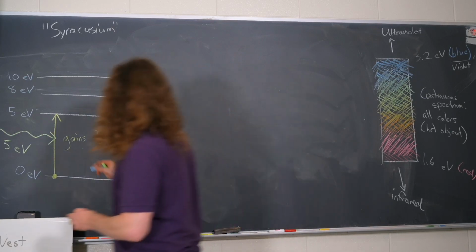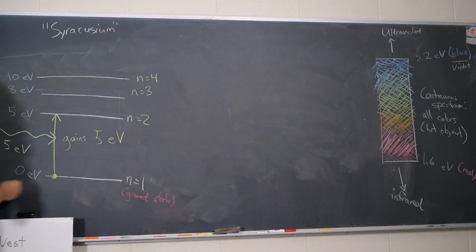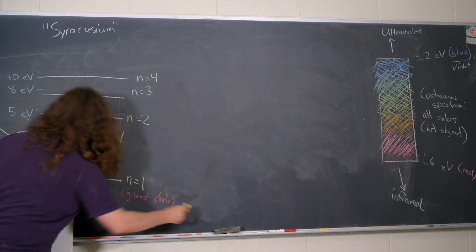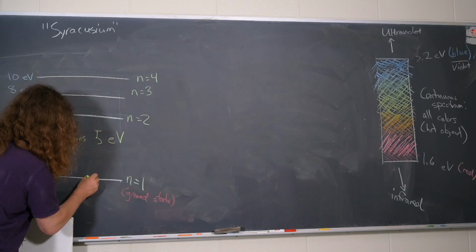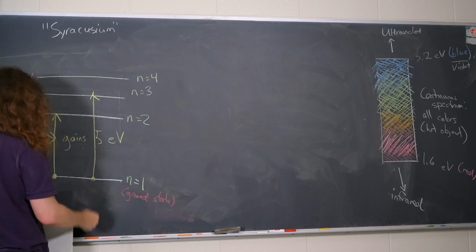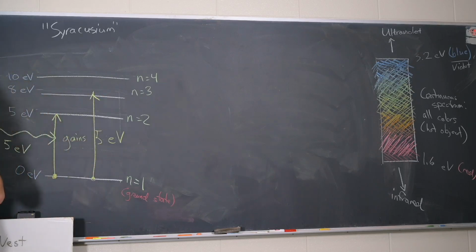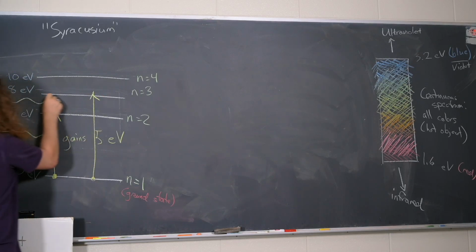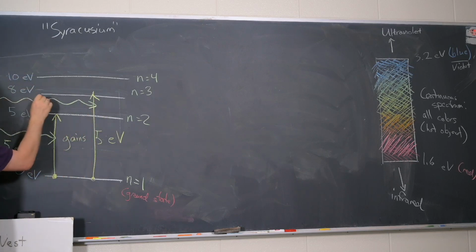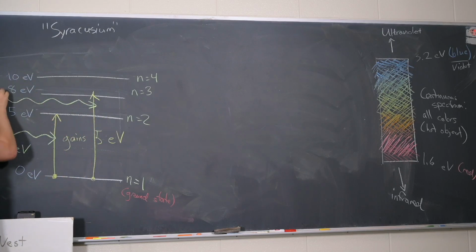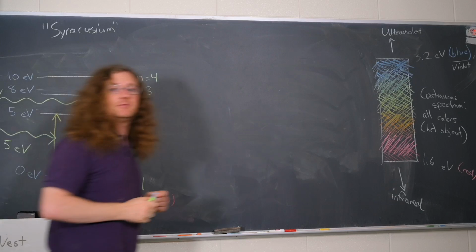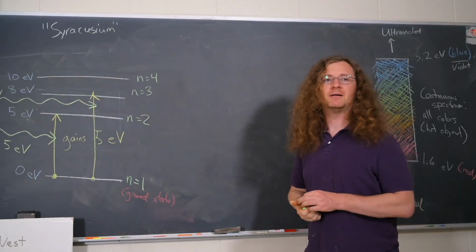What would happen if I put in an 8 eV photon? Well, that's a jump of 8, so I could put in an 8 eV photon to get all the way up there.